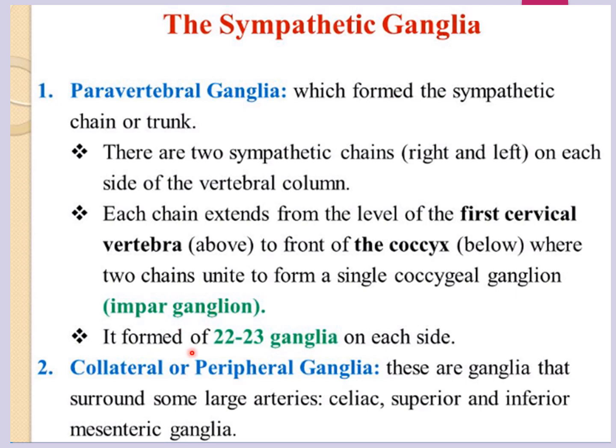Now the whole length of the sympathetic chain consists of 22 to 23 ganglia on each side. The collateral or peripheral ganglia are the ganglia that surround some large arteries: celiac ganglia, and superior and inferior mesenteric ganglia.